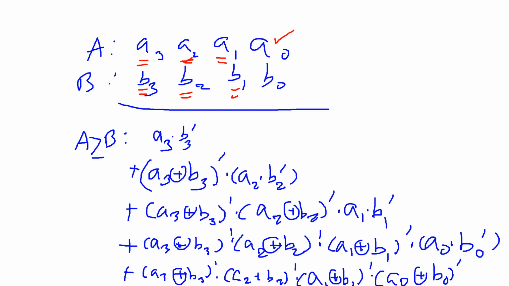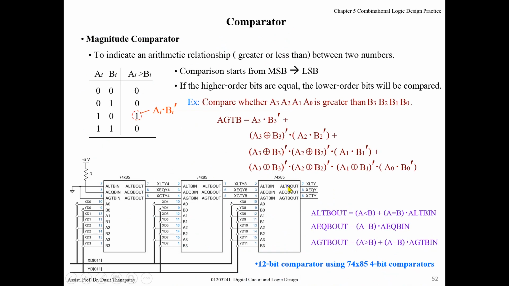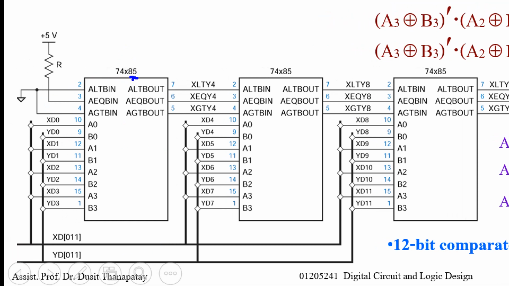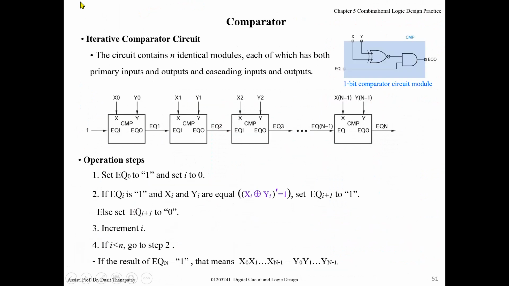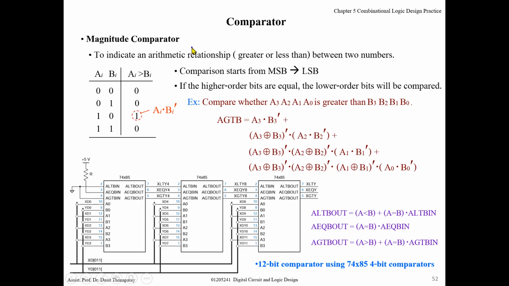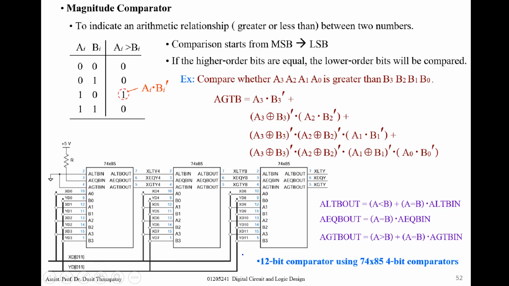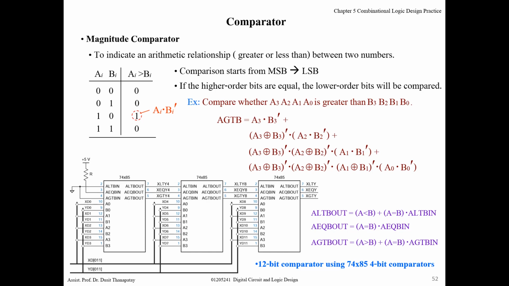Okay, just for example, this one just shows an example of an IC, number 85. For 85, there are inputs A less than B in, A equal B in, A greater than B in, and outputs A less than B out, equal out, greater than out. It's similar to this technique, the iterative comparator circuit. So you can use this IC to check whether A is less than B, A equal to B, or A is greater than B. Three functions you can use from this IC.